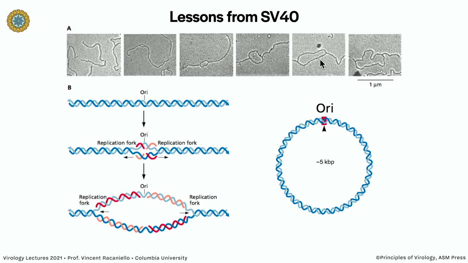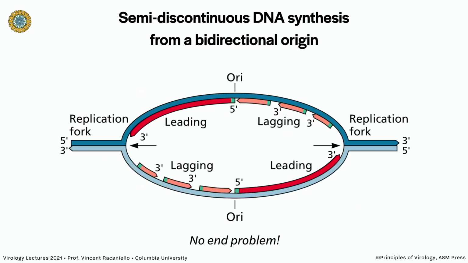And this shows that it's bidirectional because we have an end to compare it with. We can see that both forks are moving. And that's the beauty of this experiment, is that we can cut with a restriction enzyme. The origin is not in the middle of the DNA. It's off to one side, and we can see the ends both growing. So that's the evidence for this bidirectional replication fork.